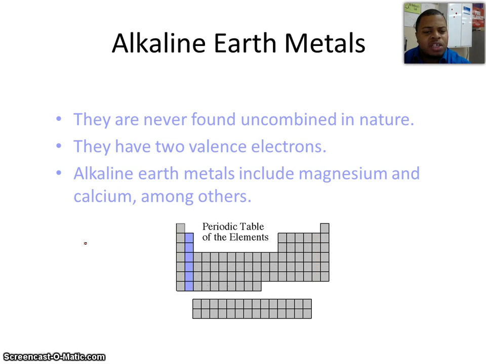Now, we should start to see a little bit of a pattern here for at least these first 2 groups. Group 1, 1 valence electron. Group 2, 2 valence electrons. All of them have 2 valence electrons. Now, some examples include magnesium, calcium, looking down the list, beryllium, and so forth.